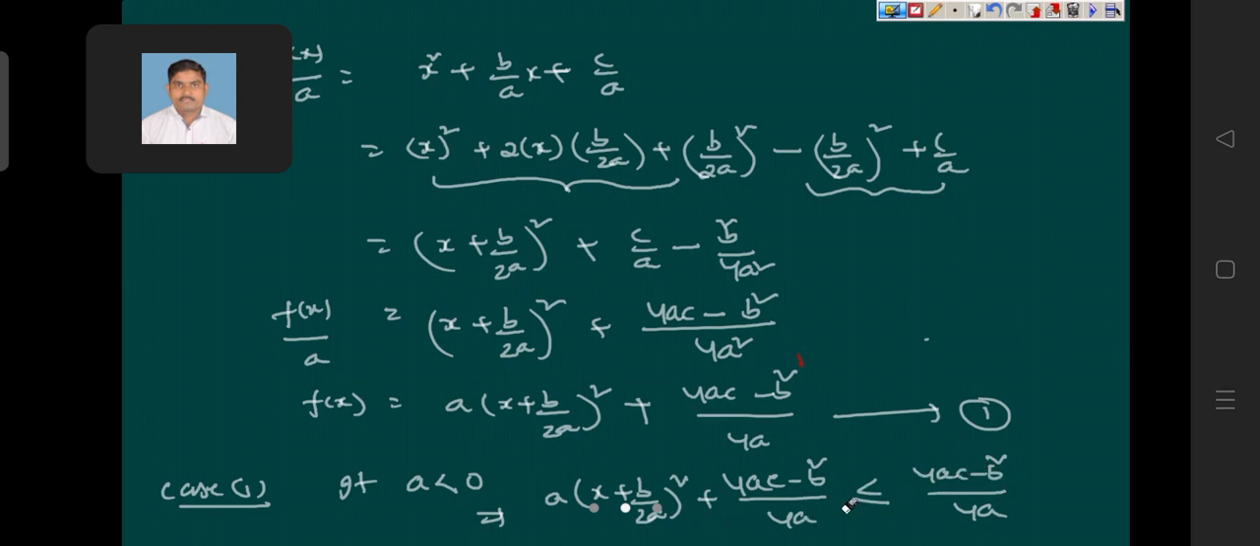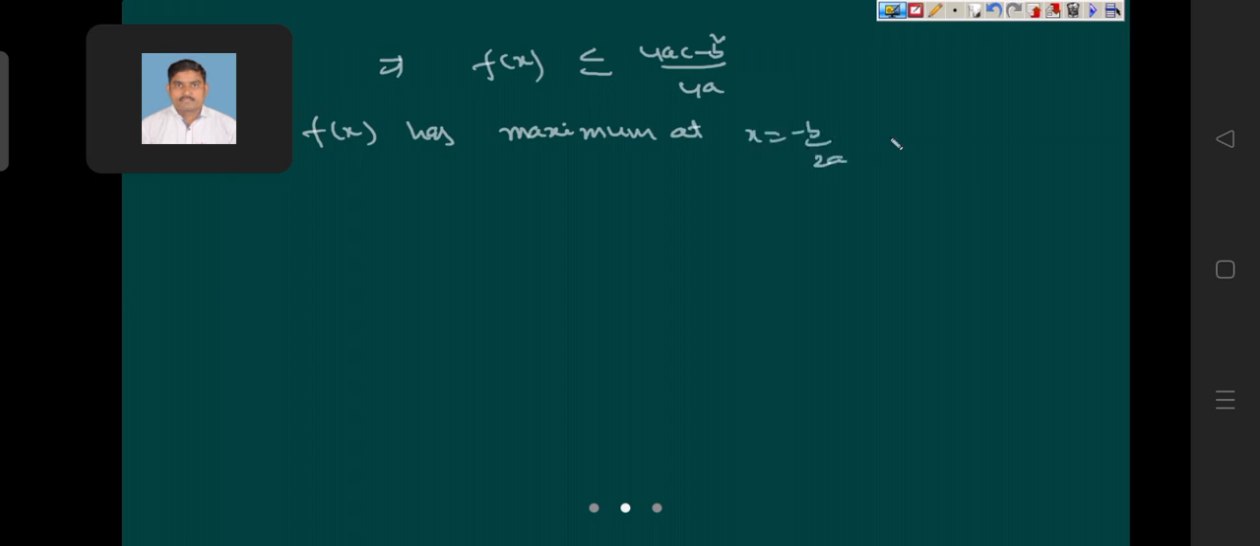So from this what you can conclude, (4ac minus b square) by 4a is maximum. So that implies f of x is less than or equal to (4ac minus b square) by 4a. Therefore, f of x has maximum at x equal to minus b by 2a, and the maximum value is (4ac minus b square) by 4a.